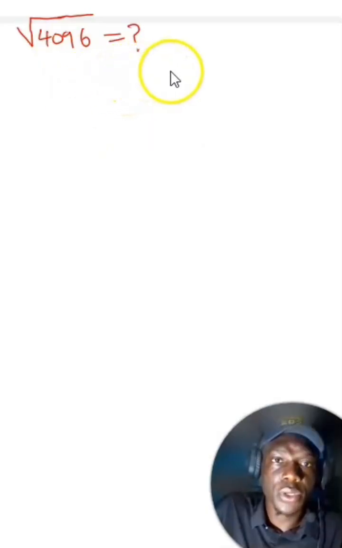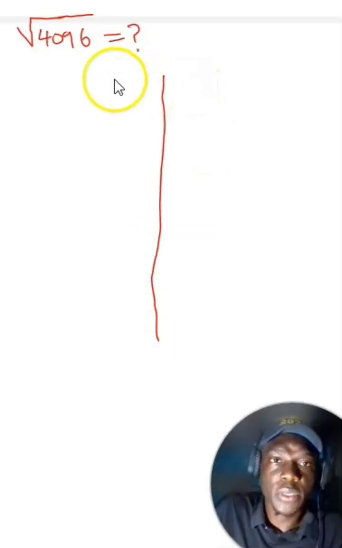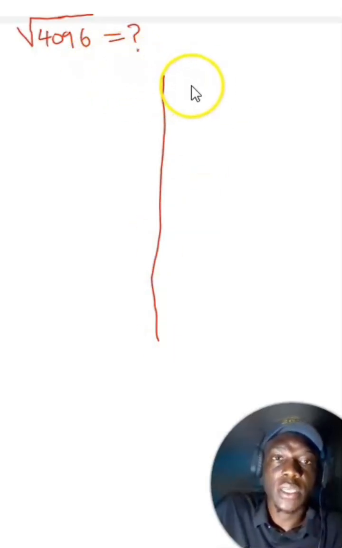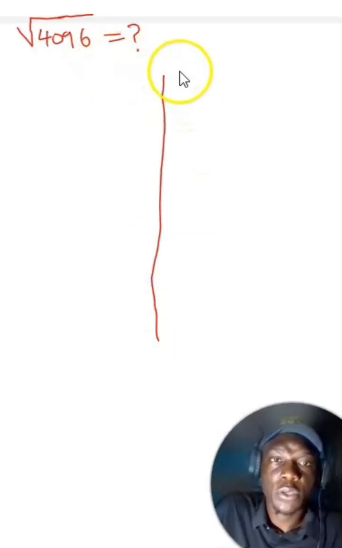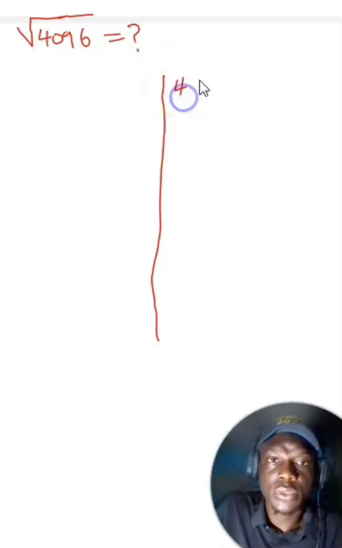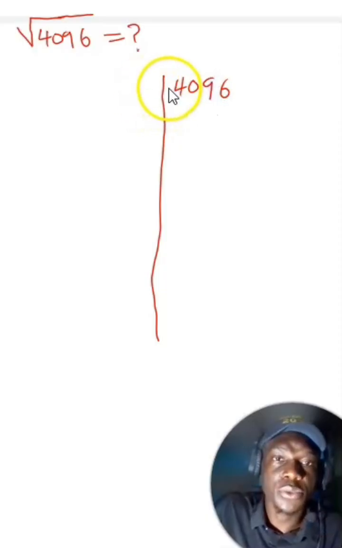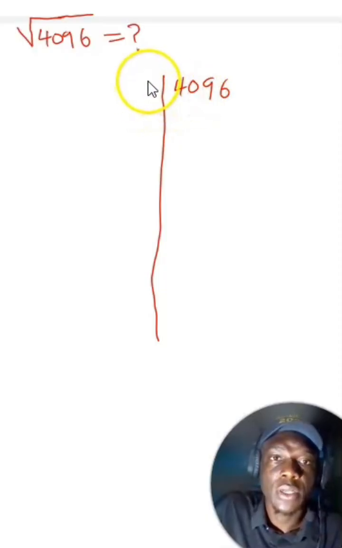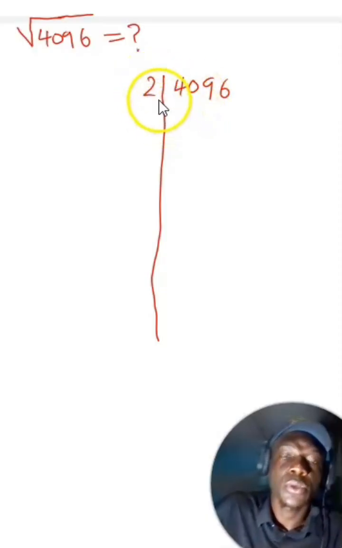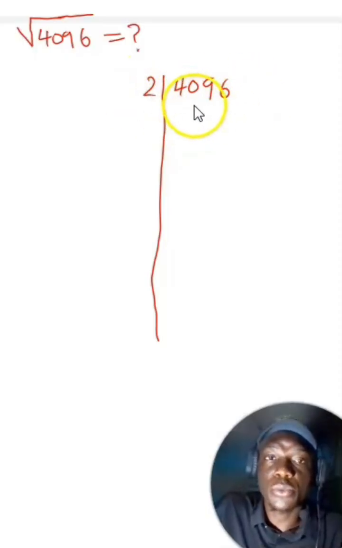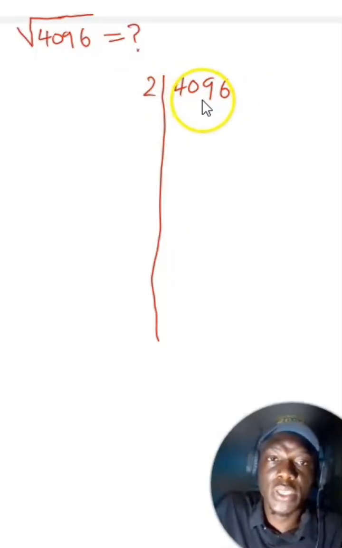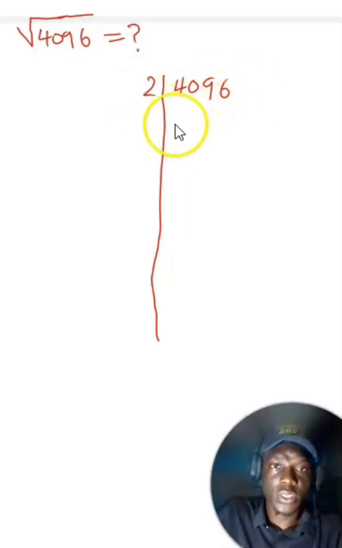Here's what we are going to do. We are going to express 4096 as a product of prime numbers, dividing it by a prime number till we get to the least. So we're starting with 2. 2 is the lowest prime number that can divide this. Starting with 2 is too much, right? But let me teach you how to break it down using your head without using a calculator.